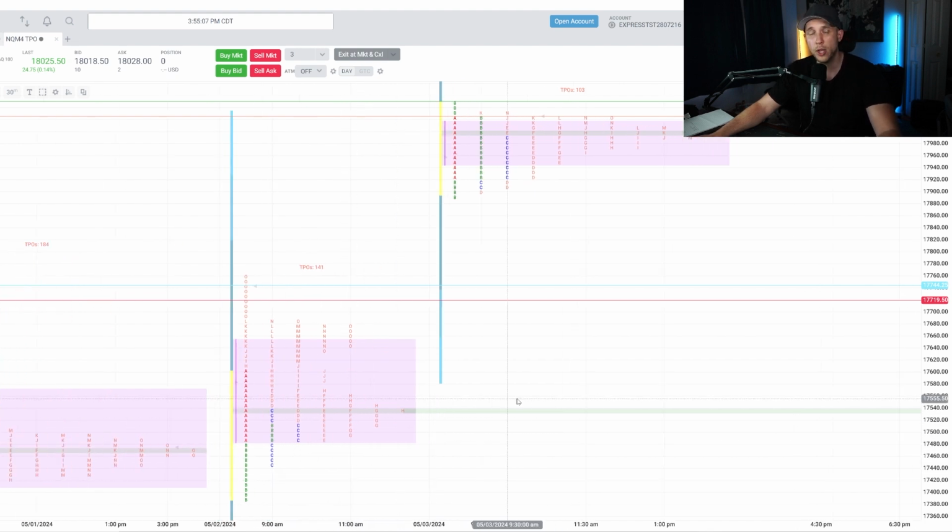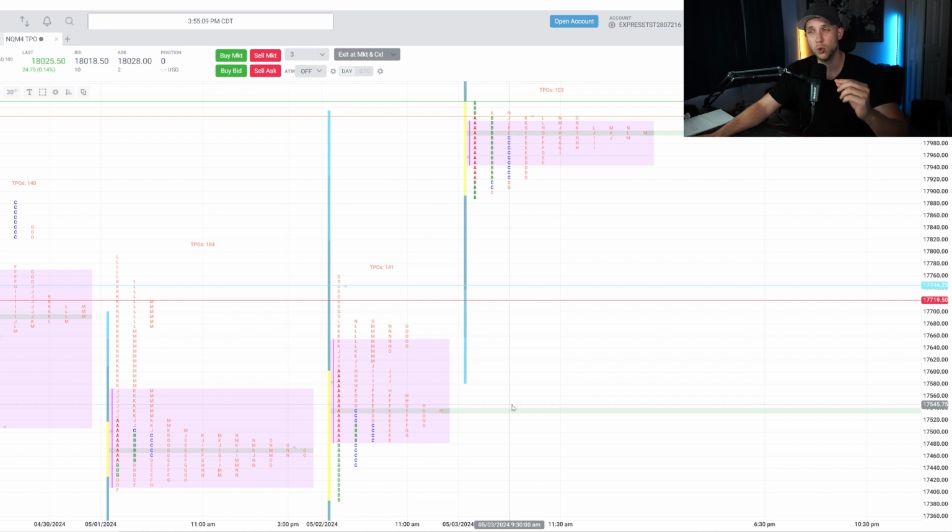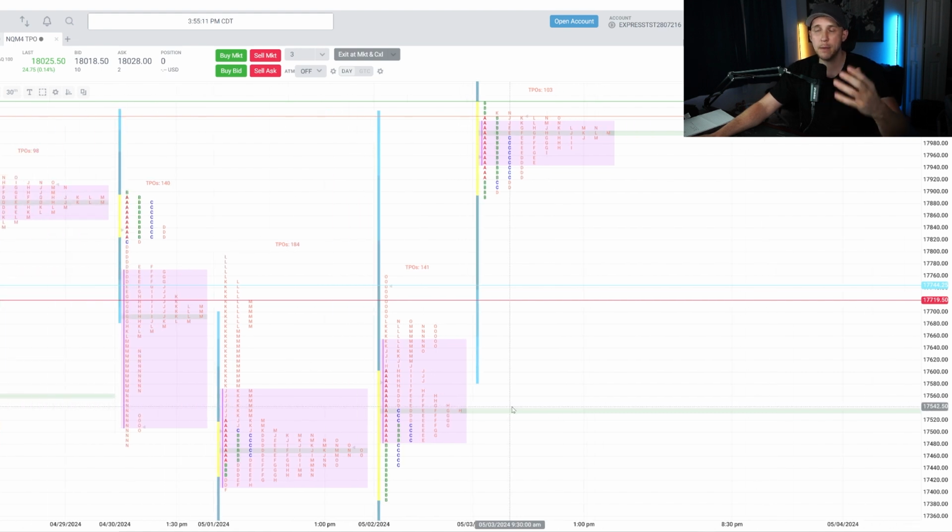And so I pay attention to what these prices are doing. Now, I am looking at the current day, but what I mainly use TPO charts for, if I'm not paying attention to initial balance, is looking at the value area from the previous days.